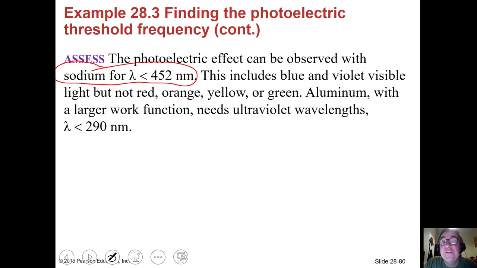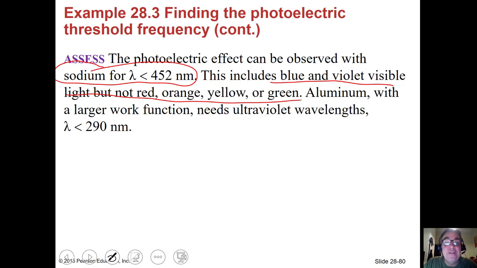So 452, that's the biggest wavelength. Anything less than that, you'll definitely have the photoelectric effect happen. Anything greater than that wavelength, so the bigger the wavelength, the smaller the energy, you get nothing happening. It doesn't matter how intense it is. So this includes blue and violet visible light, but not red, orange, yellow, or green. So this only happens for wavelengths that are small enough.